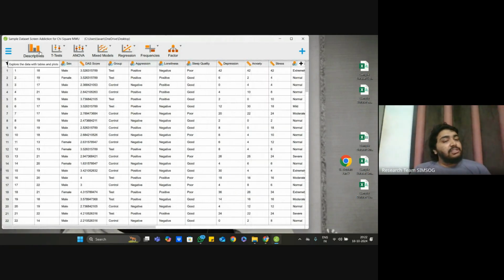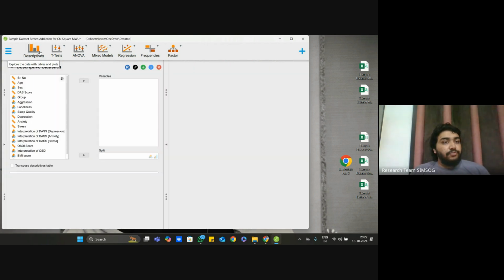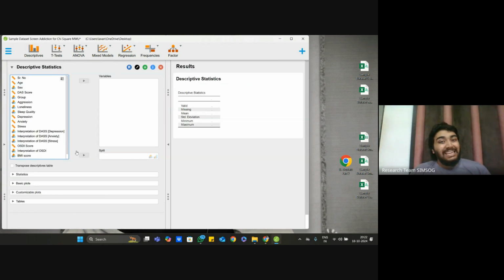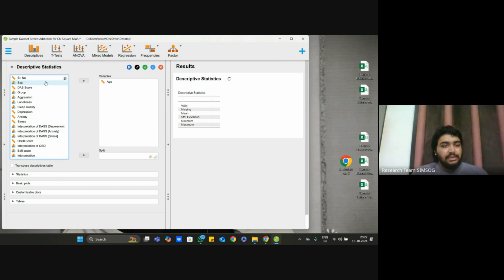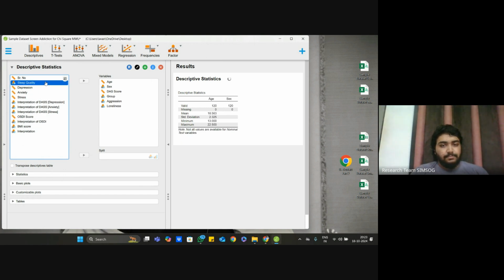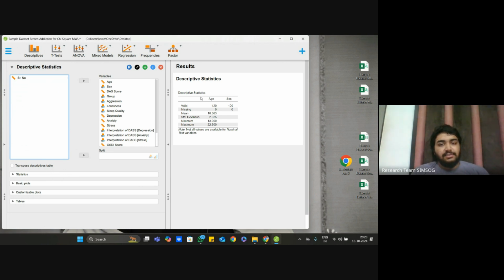Now firstly we'll do descriptives, that is if you want to find out your mean, median, mode, and all of that, and your tables. I want to find out the mean, median, mode, and everything, so I'll just go on clicking everything. Now you can see this has gone here. They will also tell you if there is any missing data, if there are some cells you forgot to enter.